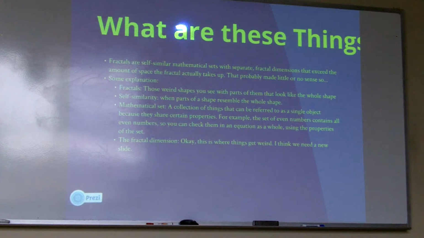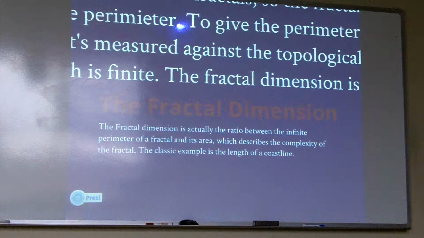And then the fractal dimension. Things get pretty good. New slide. It would take too long to explain. So the fractal dimension describes how complex a fractal is. So the more infinite the perimeter of the fractal, the larger its fractal dimension is.